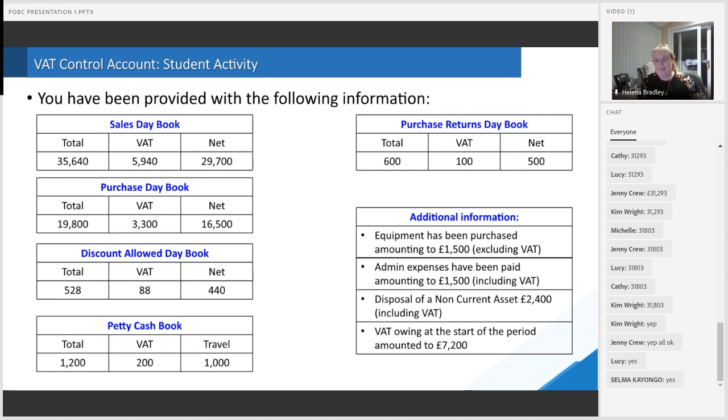The discount allowed day book. This is where I've sold goods to my credit customers and offered them a prompt payment discount. They've taken advantage of it, and therefore I can reduce my VAT liability by £88. I'm not going to collect that VAT from my customers, guys, because they paid me sooner than anticipated, so I can reduce my liability. That will sit on the debit side of the VAT control. The VAT for my petty cash is reclaimable, it's an expense, so it's going to sit on the debit side of my VAT control.